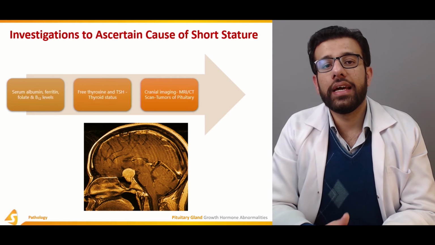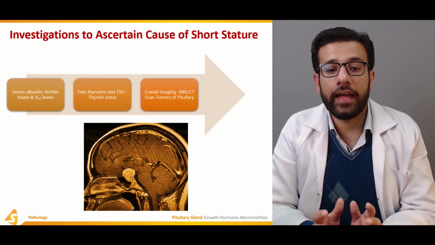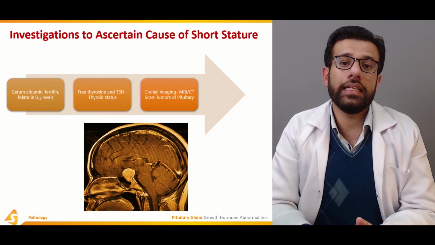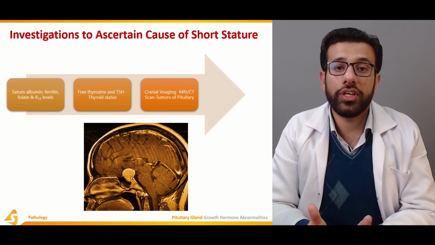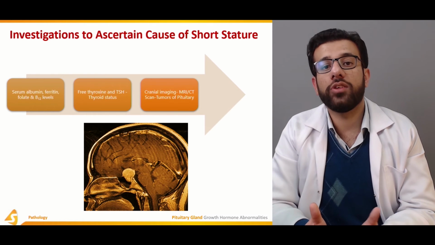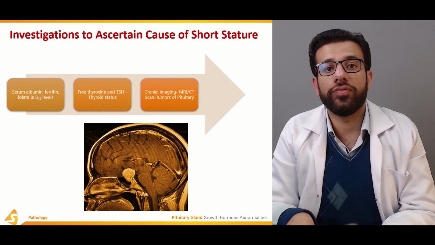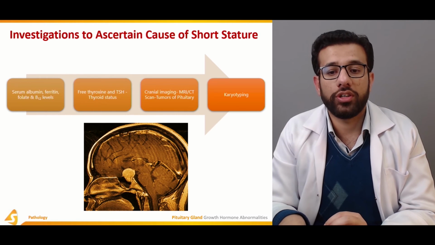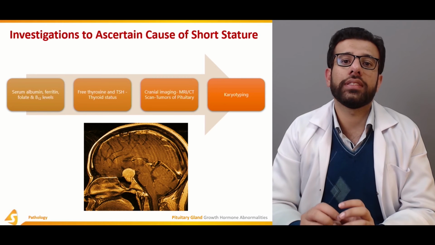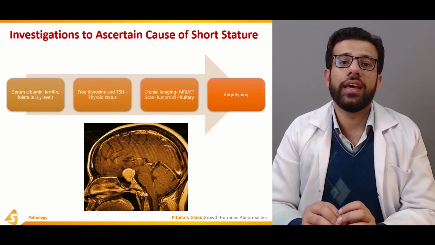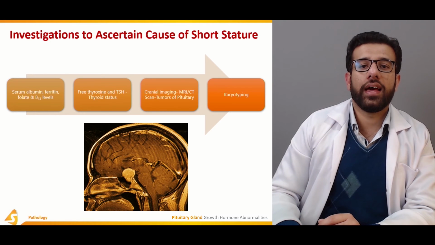These are basically to rule out the malabsorption syndromes, and the free thyroxine to assess the thyroid status of the patient. And then there is the cranial imaging with the CT scan or the MRI. They are useful for the tumors of the pituitary, which are the main cause of hypopituitarism or short stature. Karyotyping to assess the mutation, to assess the specific gene which is faulty. You perform certain karyotyping.